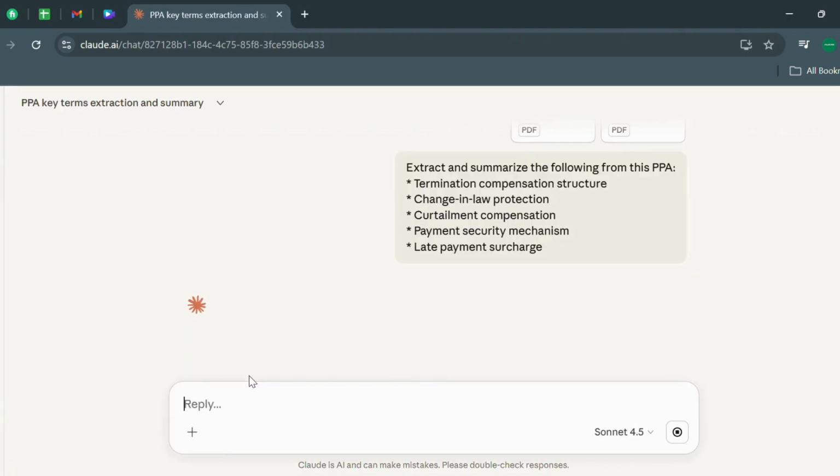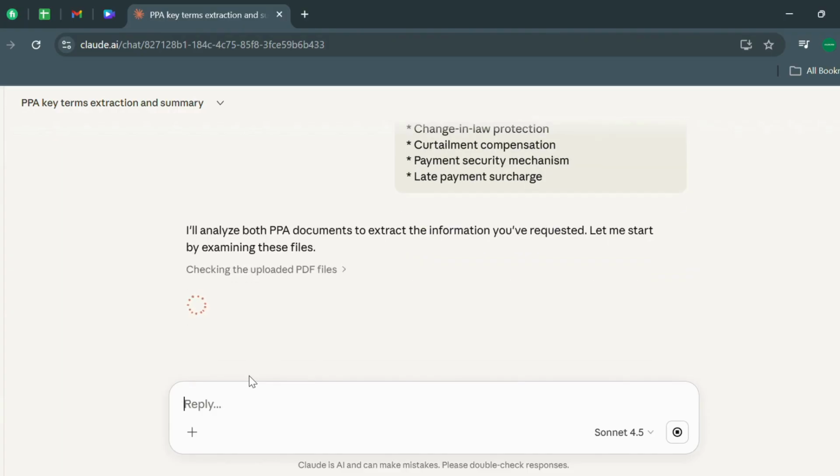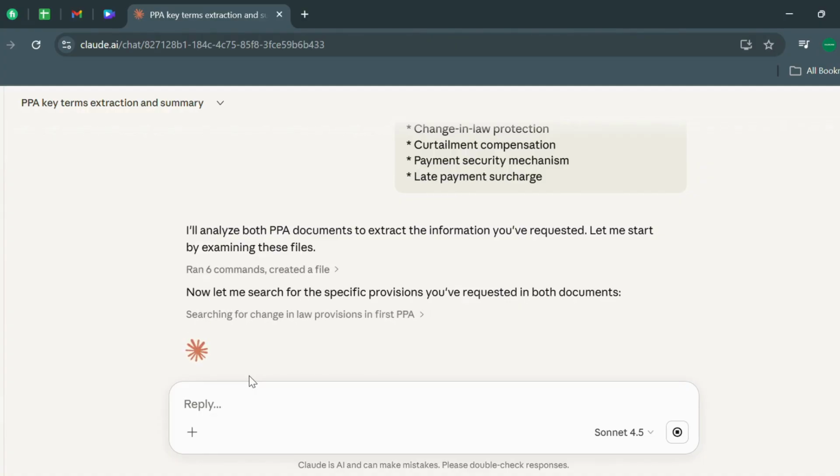So the first prompt for clause extraction could be: extract and summarize the following from this PPA: termination, compensation structure, change in law protection, curtailment compensation, payment security mechanism, and late payment surcharge, which are the most important clauses of a PPA. Now, what Claude will return is a structured output: termination clause, compensation formula, whether outstanding debt is covered, whether equity IRR is protected, and, for example, payment security, LC structure, escrow mechanism, payment delay triggers. Clear, organized, cited.